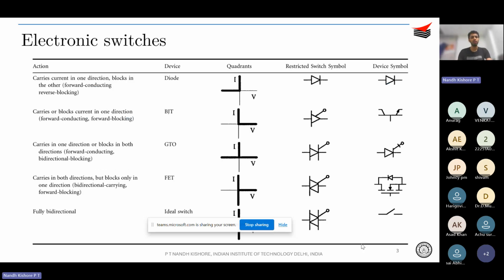So yeah, in the last week we completed the diode, right? That is, it's a unidirectional device and unipolar device, right? It can block negative voltage, it cannot block positive voltage, and it can only conduct current from anode to cathode and not the other way around, right? So that's an uncontrolled device.